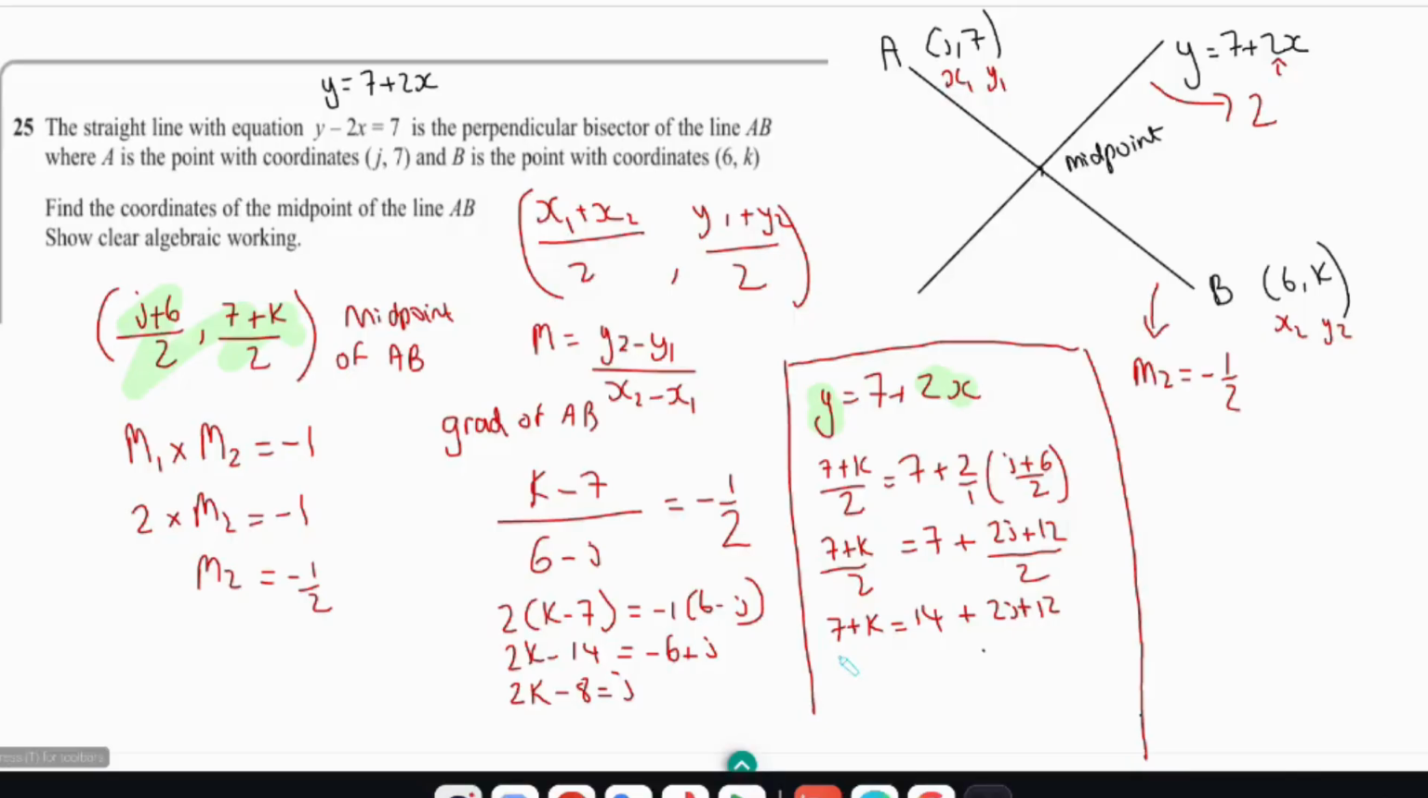Okay, I'm going to make 2j the subject, I think. So 14 add 12 is 26, and I'm going to take 26 off both sides, which gives us minus 19 plus k is equal to 2j. So now I can use simultaneous equations. So here, I'm going to sub this equation in as my j here.